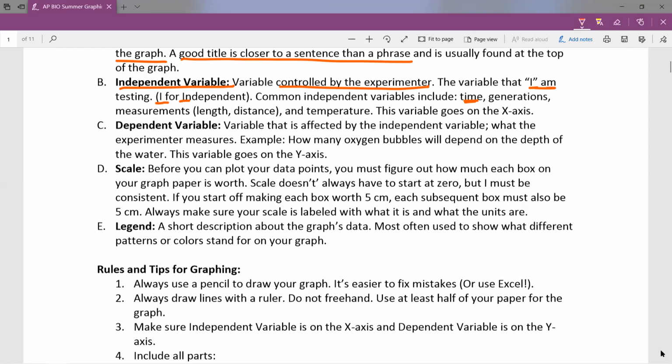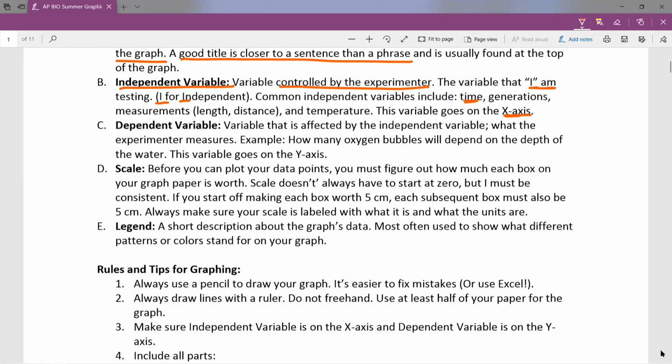Okay, this variable, the independent, goes on the x-axis. It's always on the x-axis. If it's not on the x-axis, someone did something wrong. If you're making a graph for an AP question, it goes on the x-axis. If it's not, they will take points off, I'm sure.